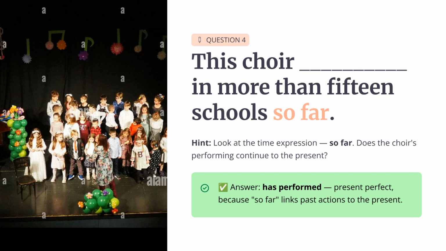Look at question 4. The sentence states, this choir blank in more than 15 schools so far. Look at the time expression so far. Does the choir's performing continue to the present? Yes, so the answer is has performed. We use the present perfect because so far links past actions to the present moment. The full sentence is, this choir has performed in more than 15 schools so far.